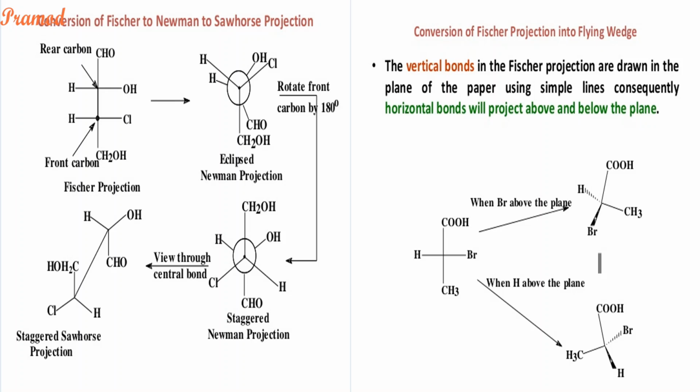So Fisher, what you should see is the frontal and the rear carbon. Look into there. In that case, you have to get an eclipsed conformation. Then you have to rotate it by 180 to get your staggered. Then according to that, you have to see the front and the back, and you have to connect the two carbons by a diagonal line, and according to the position you have to write it, and thus you will get a staggered Sawhorse. So this is how you do the conversion from your Fisher, Newman to Sawhorse projection formula.